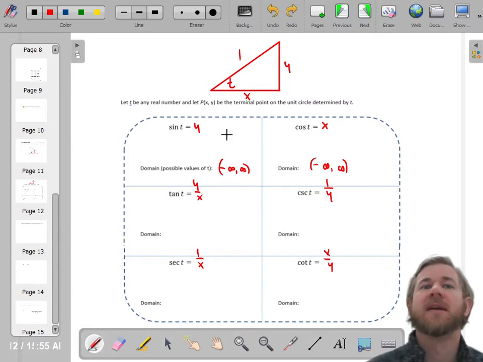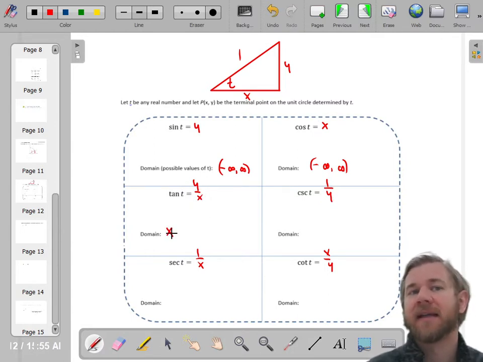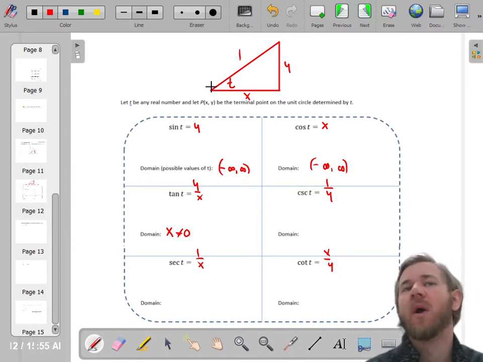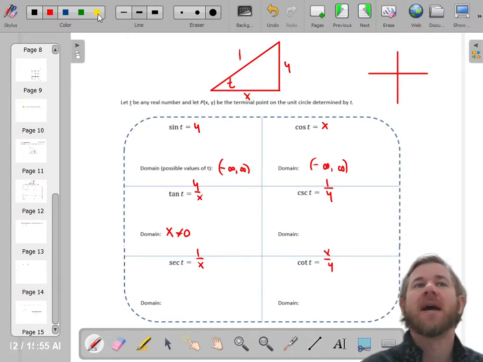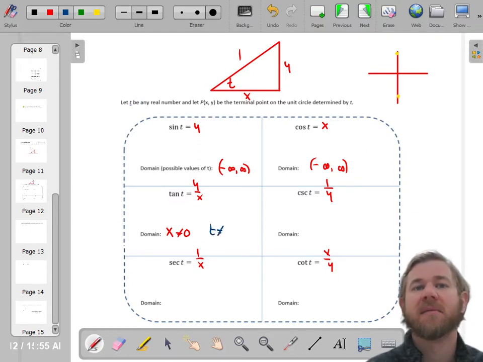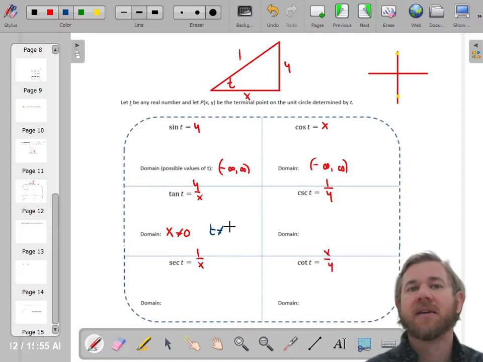So what you've got to remember is, for tangent, x cannot be 0. So think about where that would happen. Where would x be 0? If you have an xy pair, x is 0 on the y-axis. So that's right here and right there. That means that t cannot be up here, which is 90 degrees, or t cannot be down here, which is 270 degrees.